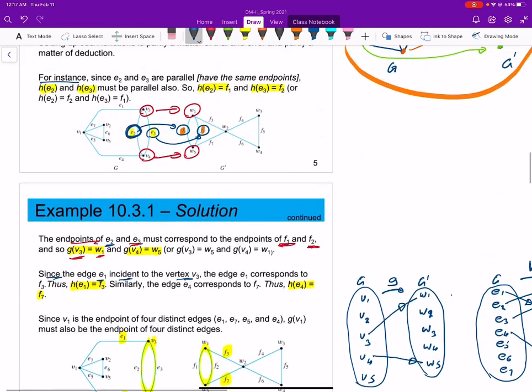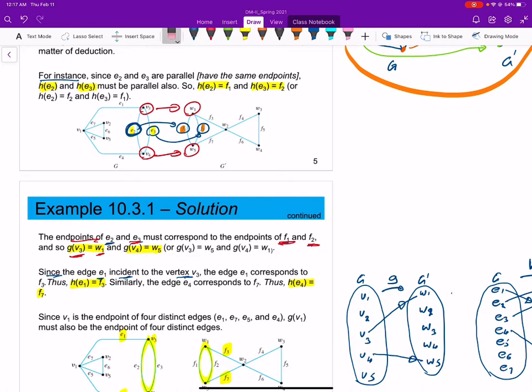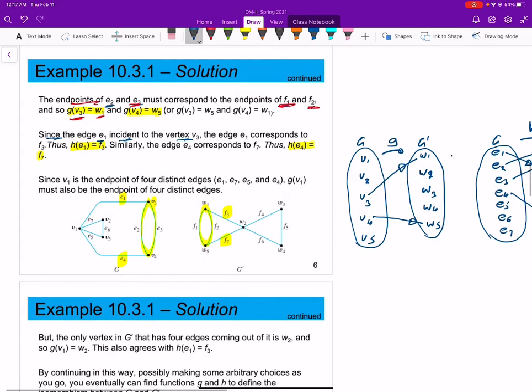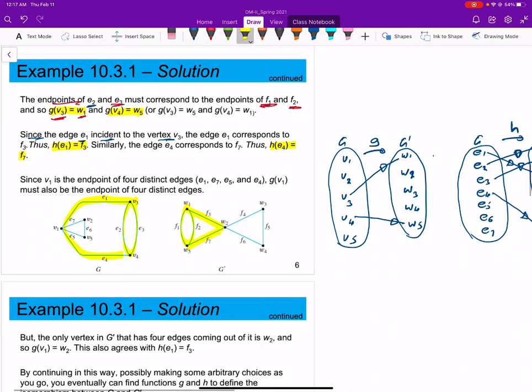Let me make a small change here. I'm making sure that I use yellow to mark the already mapped parts of the graphs. So let me get these out. I already mapped that, that, this, and that, without the vertex.